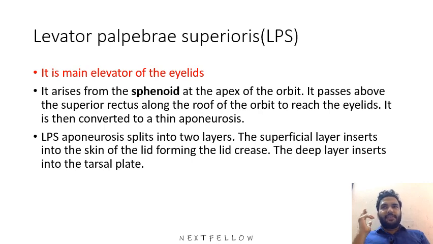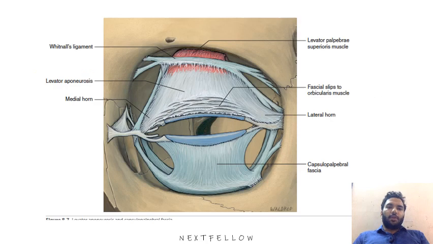So when there is third nerve damage, there will be ptosis. That's because levator palpebrae superioris has been affected. So this is the aponeurosis. The levator palpebrae superioris muscle becomes the aponeurosis, where the superficial part gets attached to the skin and the deep part attaches to the tarsal plate. As you can see, the blue structure is the tarsal plate.